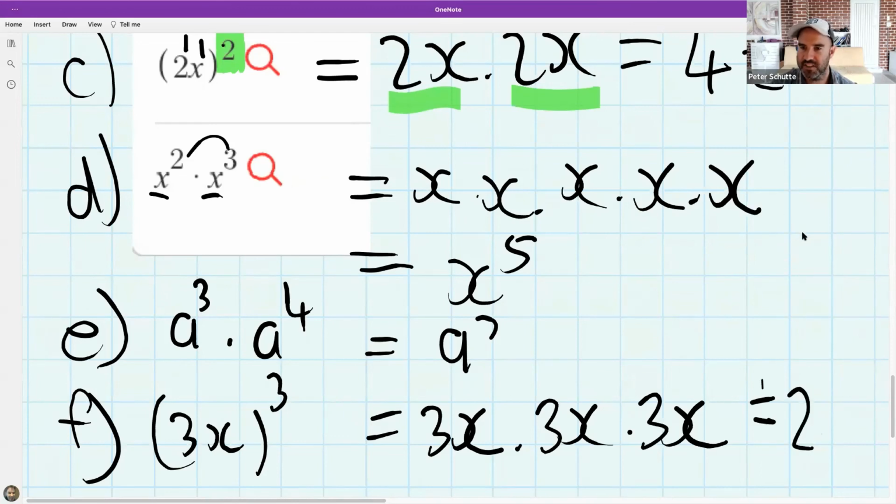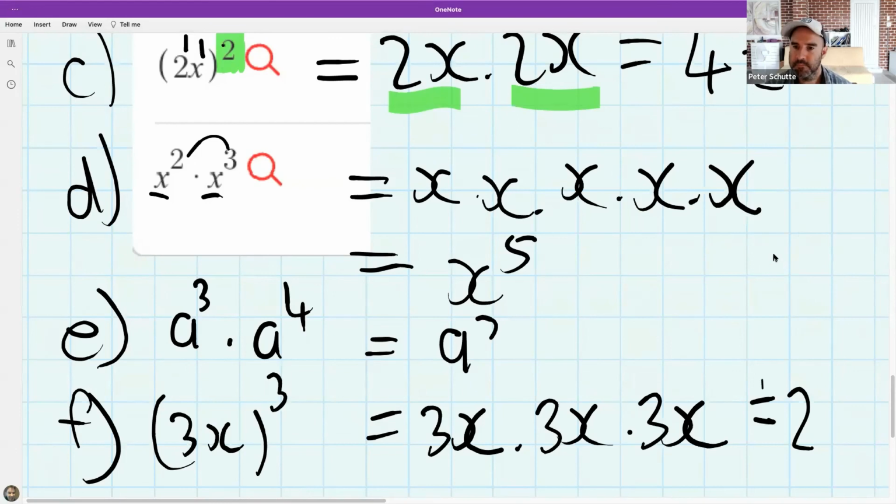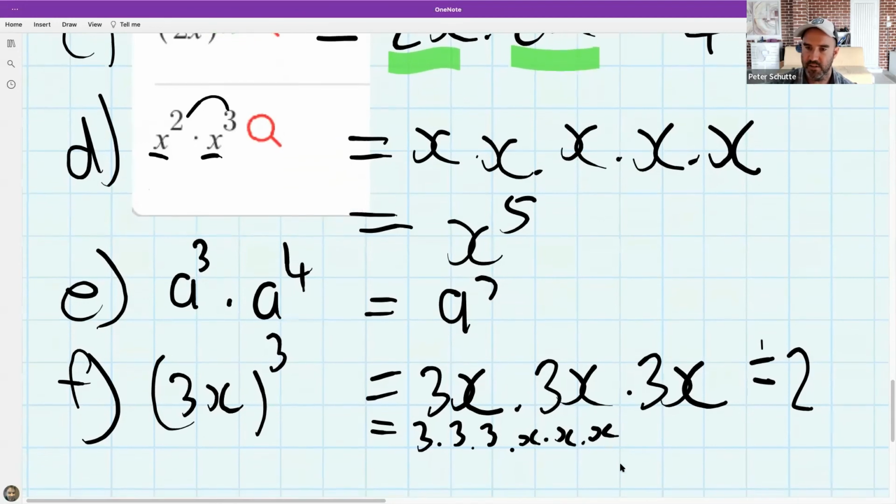I want to see the answers coming in, guys. In the chat, let's see what we can do. Okay, so a to the 7 for E is looking good. F is not 9x cubed. It's almost that. What do we get when we go 3 times 3 times 3, 3 times 3 and x times x times x? What do we get if we do that?